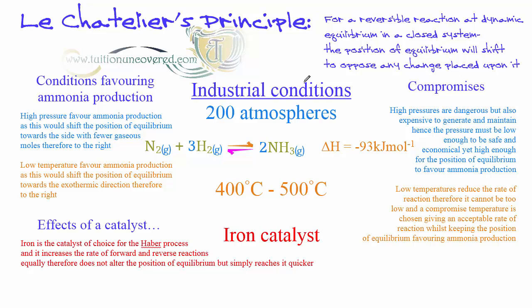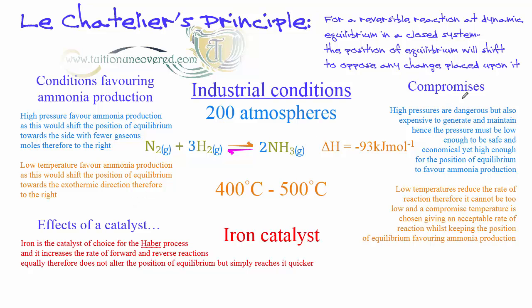So here, when an industrialist makes ammonia in the Haber process, generally it's around 200 atmospheres is used, 400 to 500 degrees Celsius, and an iron catalyst is used. Let's address these conditions separately. First of all, conditions favoring ammonia production. High pressures, simply because, as we said in the earlier example on the previous page, higher pressure favors ammonia production, as this would shift the position of equilibrium towards the side with fewer gaseous moles, therefore to the right. Lower temperature favors ammonia production, as this would shift the position of equilibrium towards the exothermic direction, therefore to the right. So both high pressure and low temperature favors ammonia production.